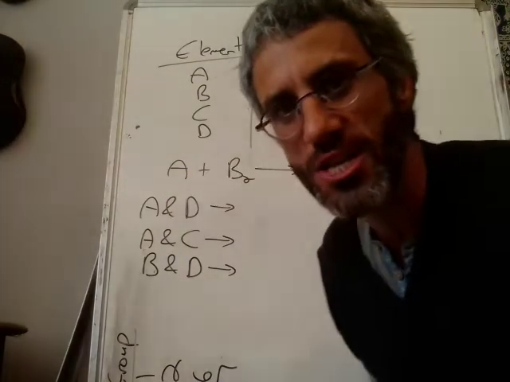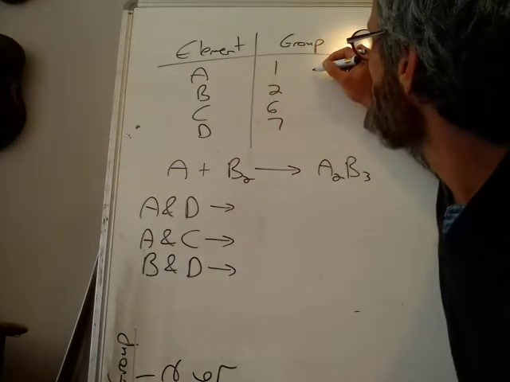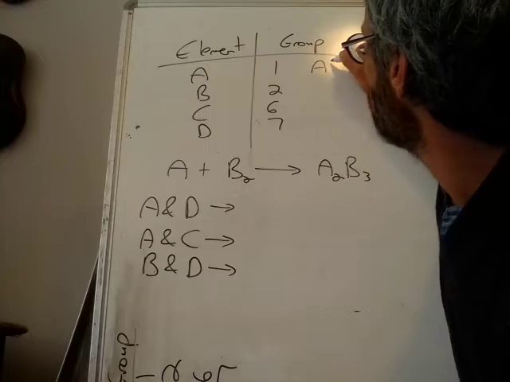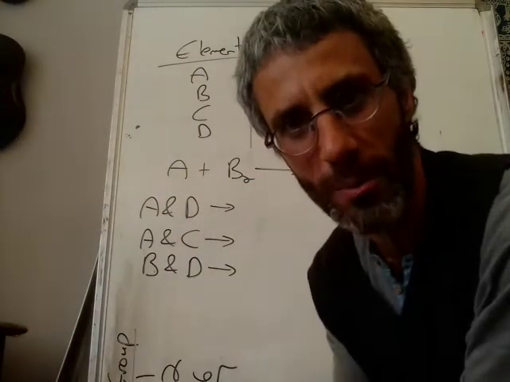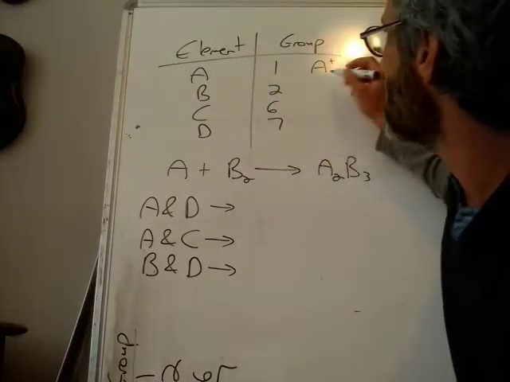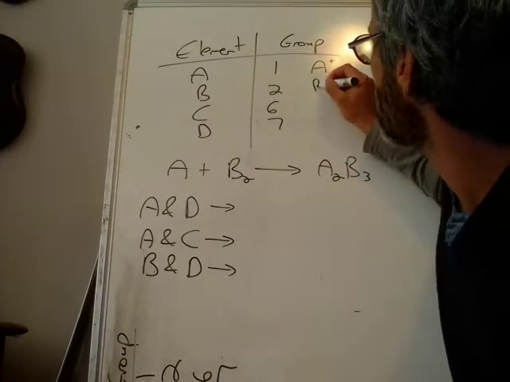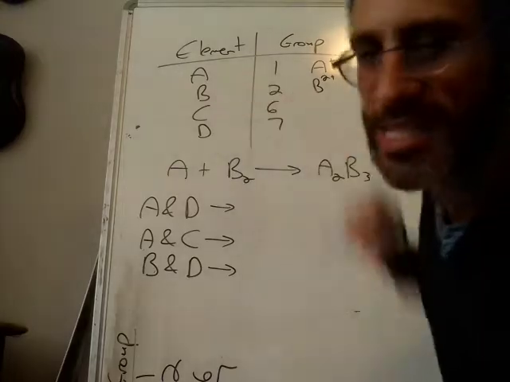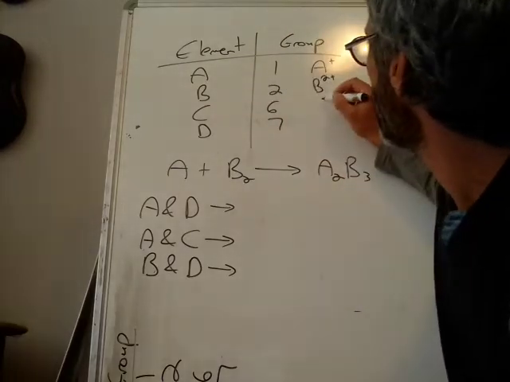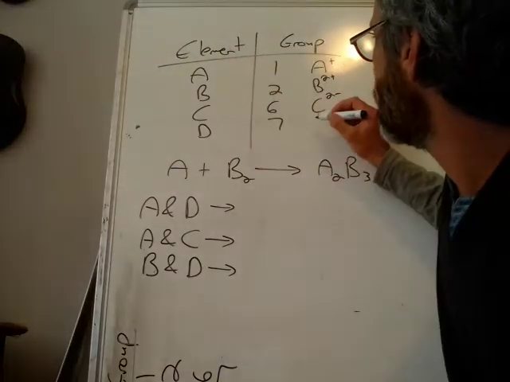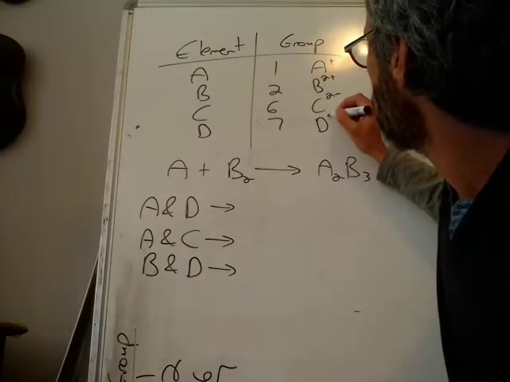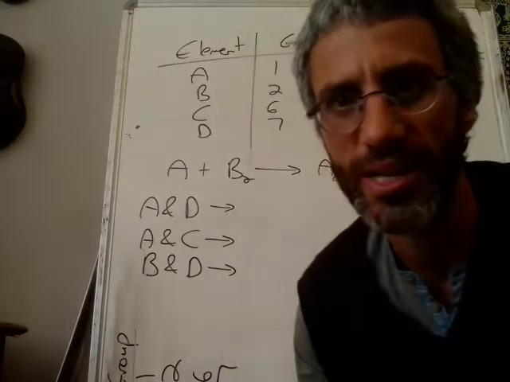Now from that you need to say, okay, that means A is going to form an ion 1+. It's going to give 1 electron. Remember, that's the whole idea. B in group 2 will have to give 2 electrons. C in group 6 will receive 2 electrons, so it will be 2-. And D will get 1 electron, so it's just 1-.